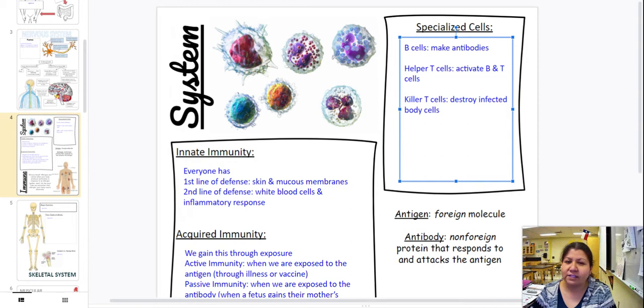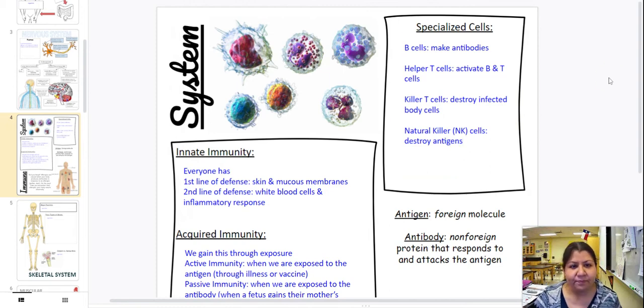But sometimes we just have viruses and bacteria and fungi particles floating around in our body. And so we have these other really cool types of cells called natural killer or NK cells. These will destroy any antigens that are in your body. So those are four pretty big types of immune cells that we're going to see. Like I said, there's a lot more because there's a lot of different types of pathogens that we can come into contact with. So, hopefully the immune system makes sense.